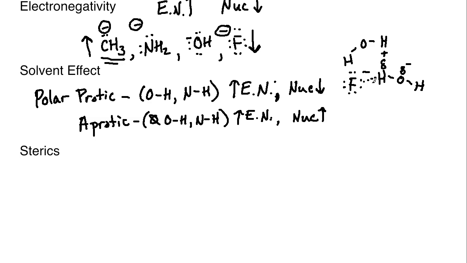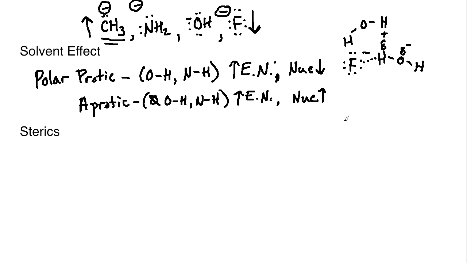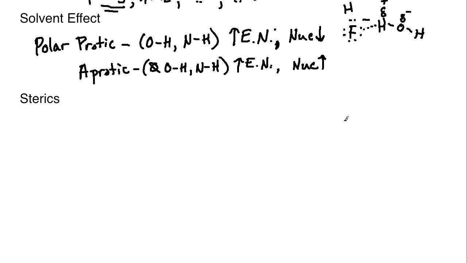So if this doesn't make a ton of sense, wait until the next lecture and make sure you watch that, okay? And it should clear some of it up. But for right now, know that polar protic solvents, any solvent that can hydrogen bond, that's going to make it that as the electronegativity increases, the nucleophilicity decreases. All right?